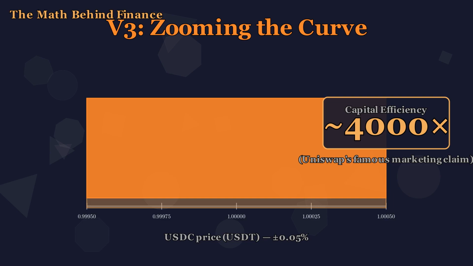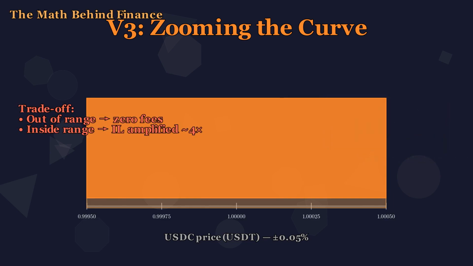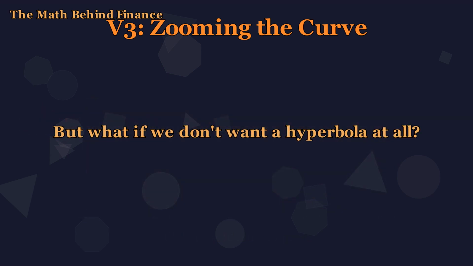But there is a price. Out of range, your position earns no fees and holds only one asset. And inside the range, impermanent loss is amplified, roughly fourfold. Narrow ranges behave like limit orders, high risk, high reward. So V3 made the hyperbola smarter. But what if the hyperbola isn't the right curve at all?